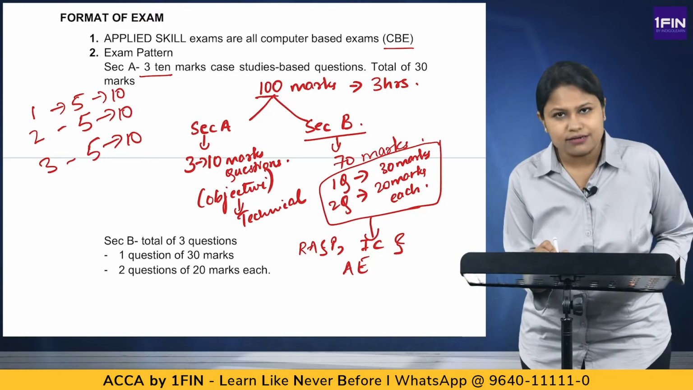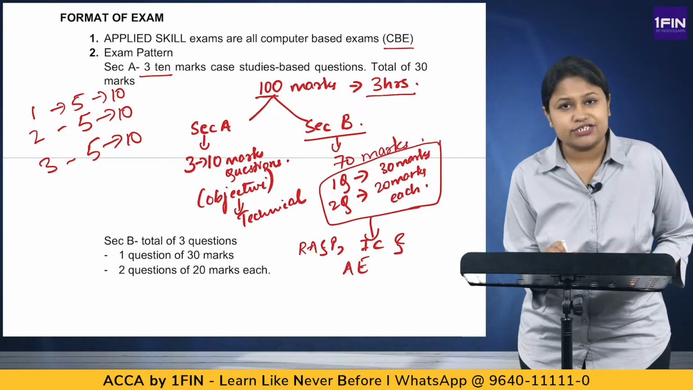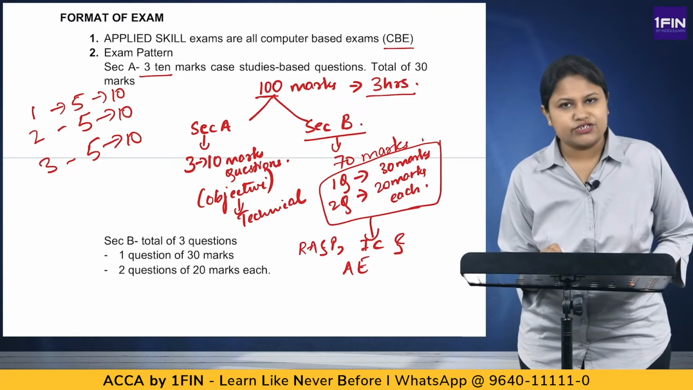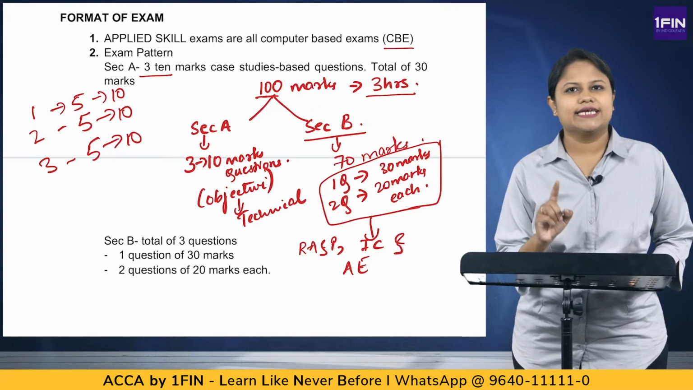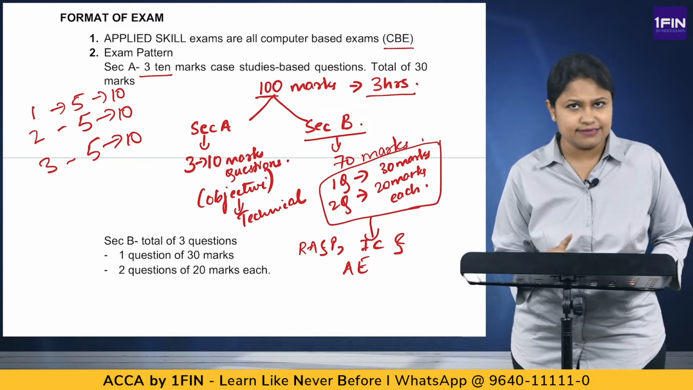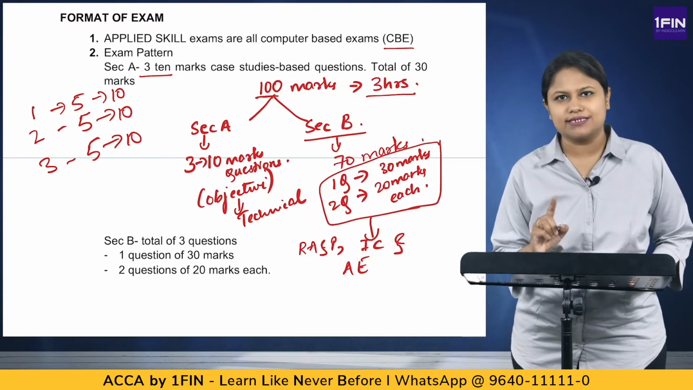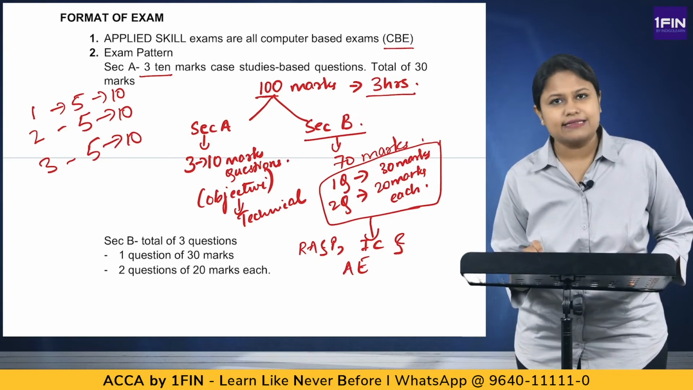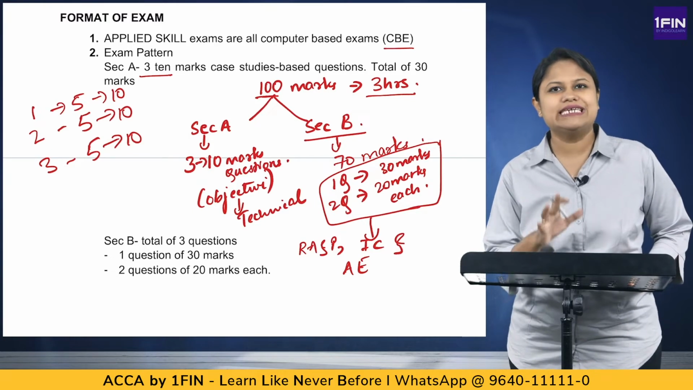So 100 marks, 3 hours, section A, section B. Section A purely objective, section B descriptive. Section A will have 3 questions, 10 marks each. Every case study will have 5 questions underneath, carrying 2 marks each. So basically 1 question of 10 marks into 3 questions will make it a 30 mark span. On the other side you have section B, which is considered to be very comprehensive, very much detailed.